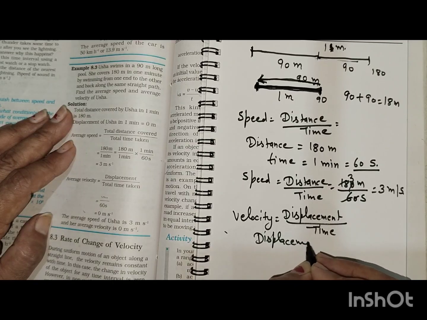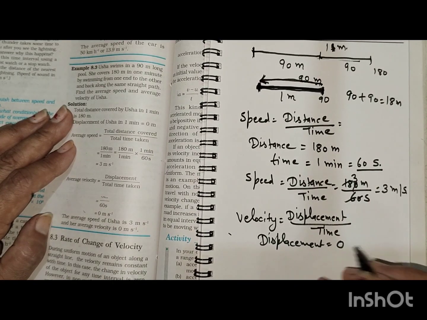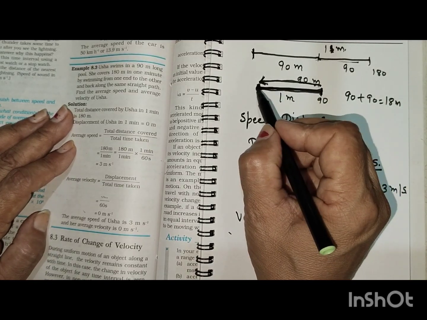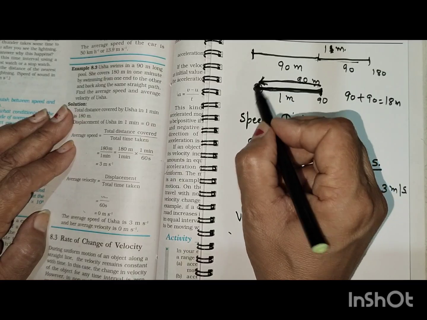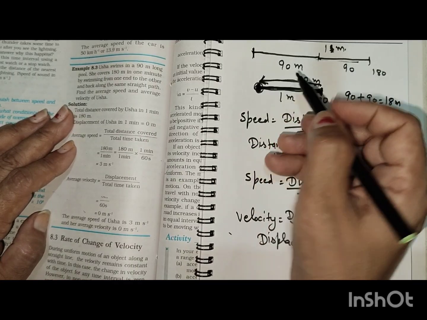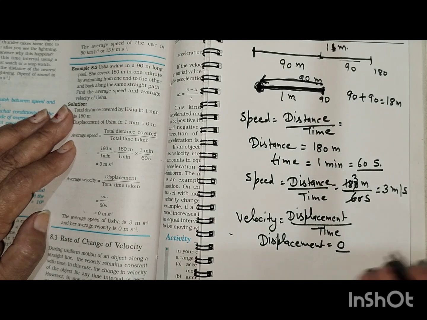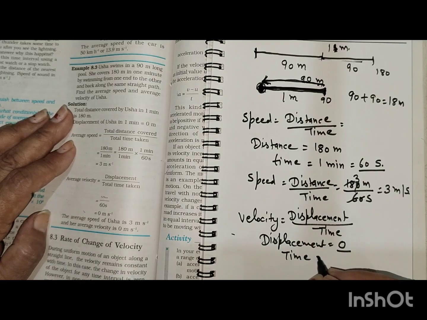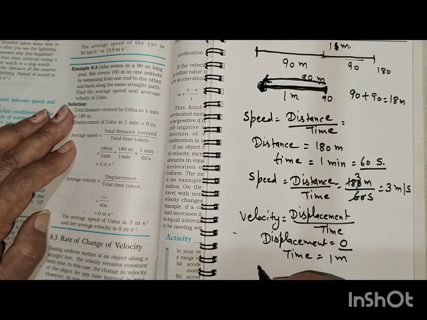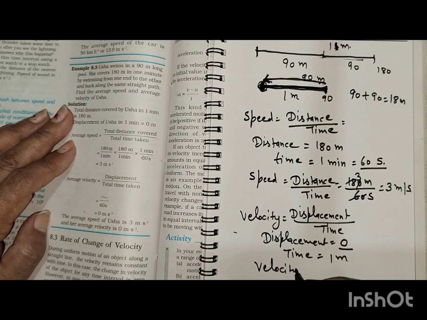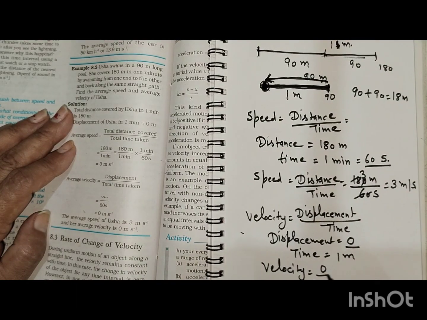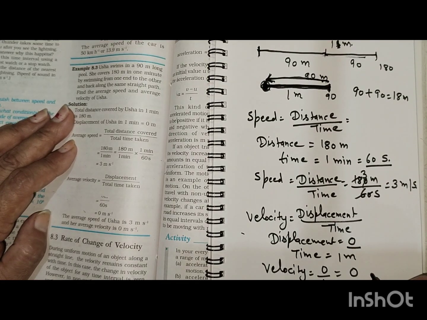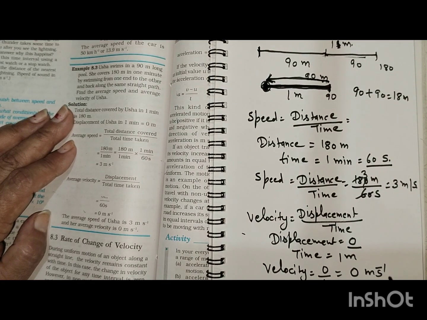Displacement is 0 because displacement is the shortest distance between the initial and final position. This is the initial and again this is the final position. The shortest distance between them is 0. Displacement is 0 and the time taken is 1 minute. Now velocity is equal to displacement by time, 0 by 1 is equal to 0. Then velocity will be 0 meters per second.